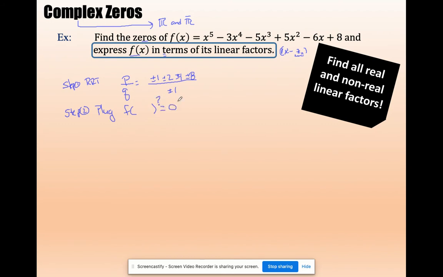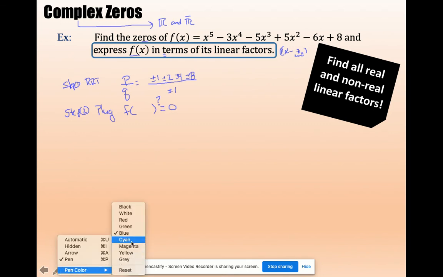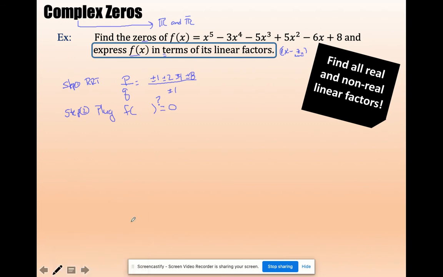And which ones? Plug them all in and see who gives me 0. Now, sometimes you can be a little smart about this, right? Plus and minus 1 is a possibility, isn't it? Try those first. Try easy ones first, get it?